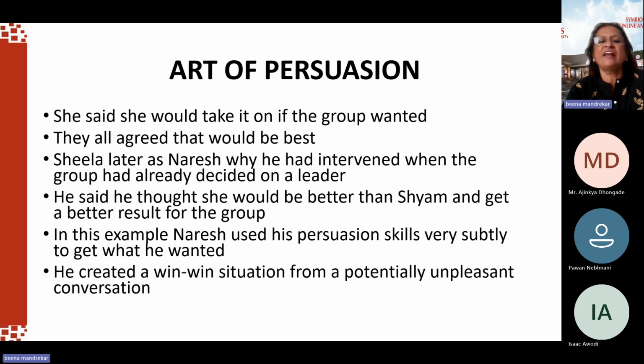Sheila agreed, and they all also agreed. Then Sheila asked Naresh why he had intervened. He said he thought she would be better than Sham and get a better result for the group. He knew, but he didn't want to tell it directly and loudly in front of everyone. In this example, Naresh used his persuasion skills very skillfully to get what he wanted. He created a win-win situation from a potentially uncomfortable conversation.